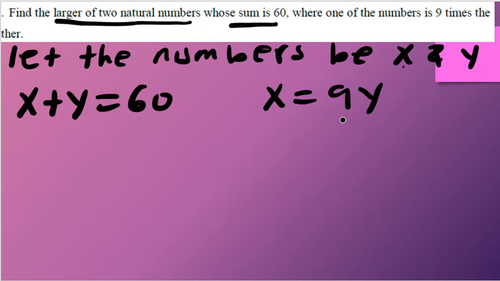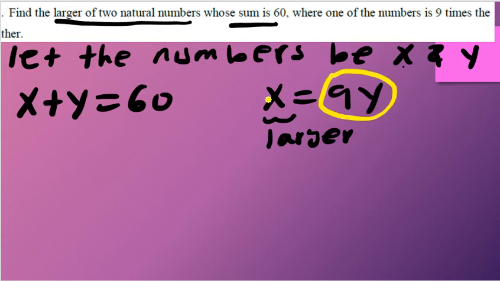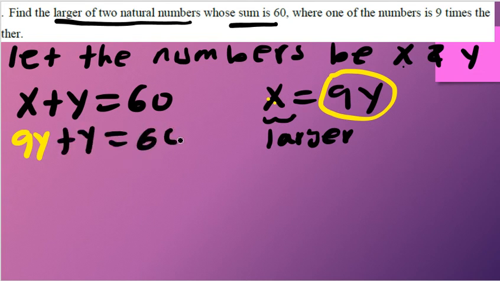So at this point I have to differentiate which one is the larger number, the x or the y. Obviously the x is the larger one. Why? Because x means 9 times y, and 9 is bigger than 1. Therefore I will bring in place of x this 9y, then plus y is equal to 60. What did I do? In place of x, I inserted 9y, because 9y is just x. From where did I get it? From the statement here, where one of the numbers is 9 times the other.